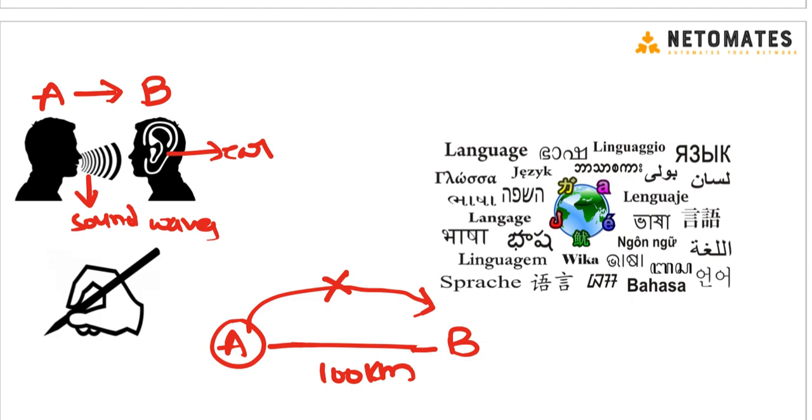So if person A wants to share information with person B, he has to go all the way 100 kilometers and then he can share the information with person B. And the same thing happens if person B wants to share some information with person A who is 100 kilometers away. He needs to go all the way to reach that person, and only then can he share that information.